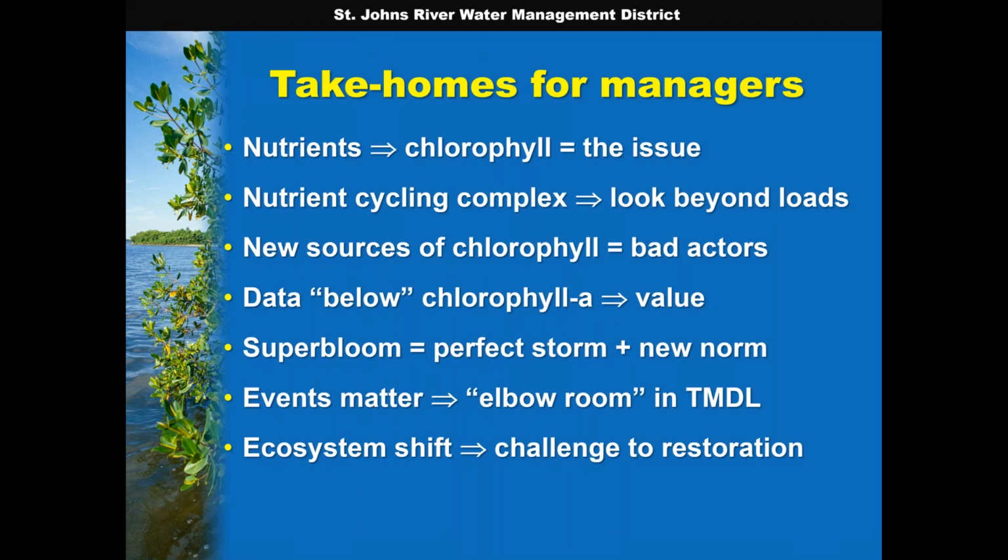Okay, so some other take homes. Probably need to look beyond loading to cycling to understand how nutrients function in the system. Probably need to look beyond chlorophyll to see who's creating that chlorophyll when it comes to the phytoplankton, because again, we're seeing some bad actors, as it were. Also, the shift in the system was probably something like a perfect storm, with a conjunction of events that altered the way nutrients operated in the system, and it's sort of become a bit of a new norm.